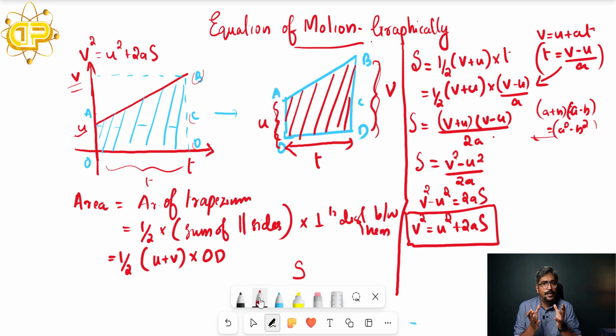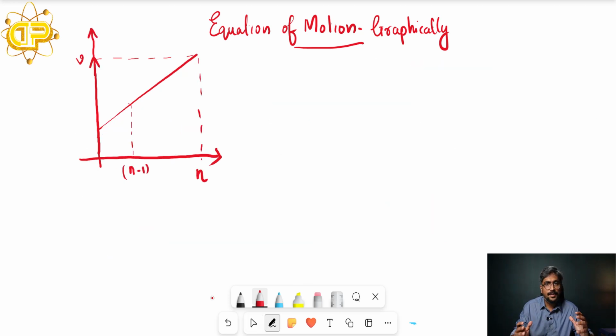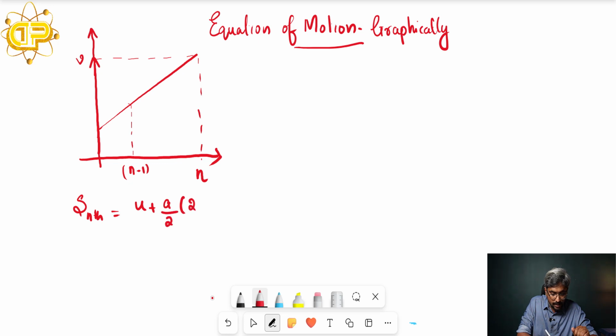Okay, now the last equation. So how will we get to that particular equation? Let us see that equation too. Now the last equation of motion, that is S nth. If I want to find out the S nth, then that is given by U plus A by 2 into 2n minus 1, where n is the time there.